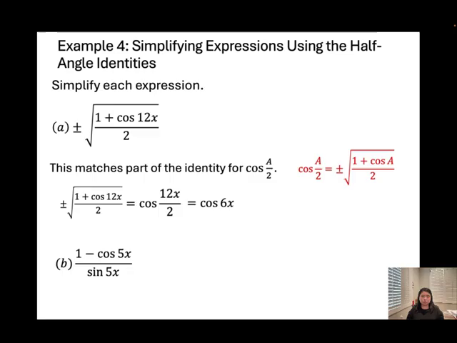How about B? This one looks like the tangent, right? Tangent A over 2, and your 5x will be equal to A. So this will be equal to tangent 5x over 2.